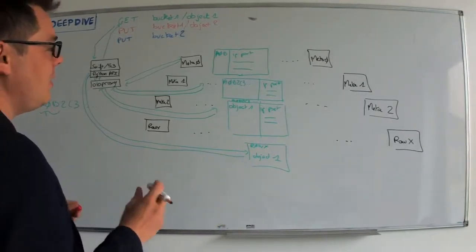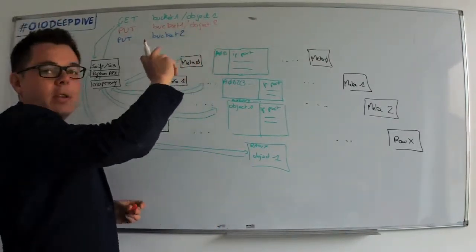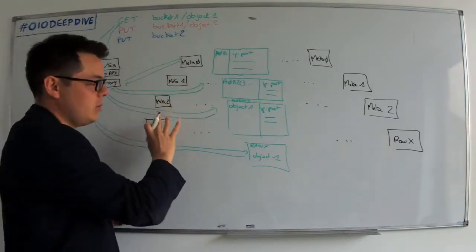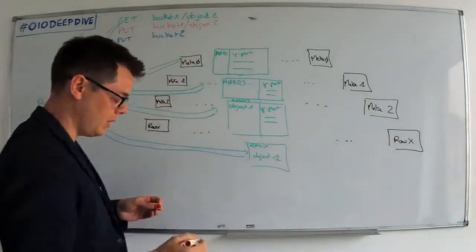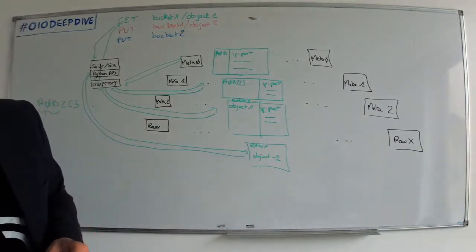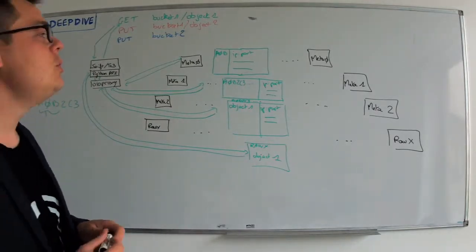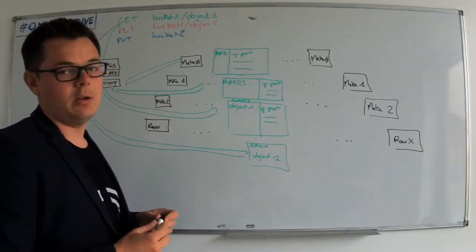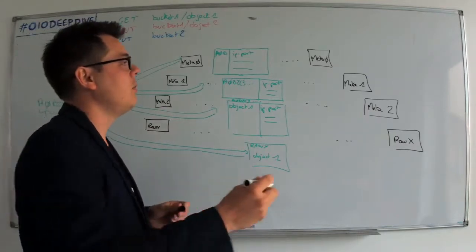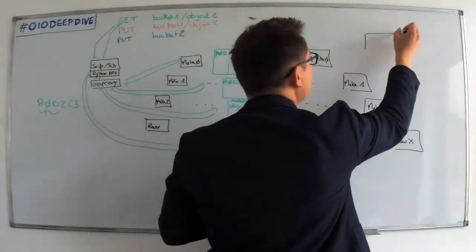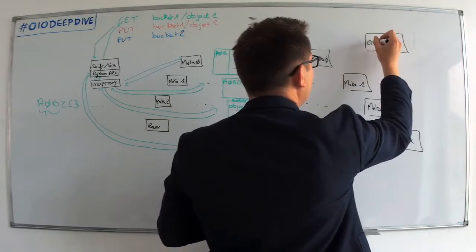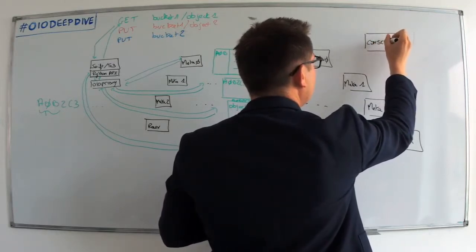Okay, so let's say that now we will put a new object, the object 2, and the object 2 is not yet stored inside OpenIO. So we will discover a new service inside the OpenIO infrastructure, the well-known conscience. The conscience.